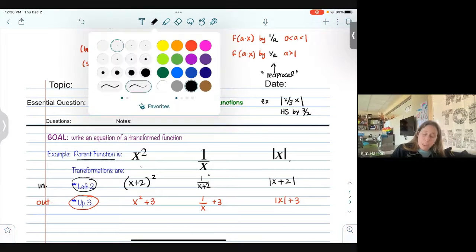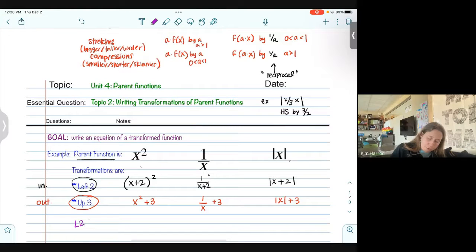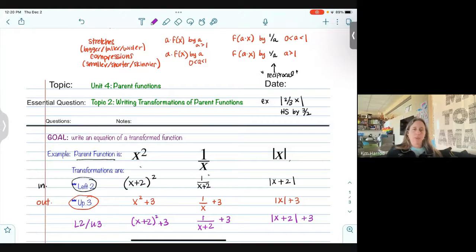And if I put them both together and I say do left 2 and up 3, then I get x plus 2 squared plus 3. That's got both of them. I get 1 over x plus 2, and then the plus 3 after the reciprocal part. And if I put these 2 together, then I get x plus 2 on the inside and plus 3 outside. And that gives me both of those pieces combined.